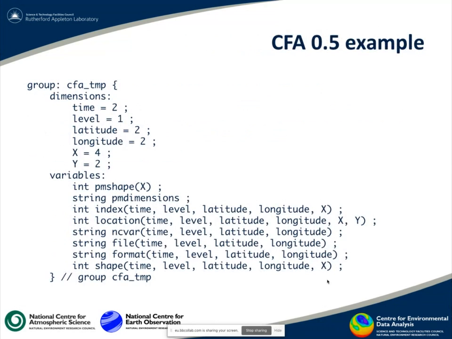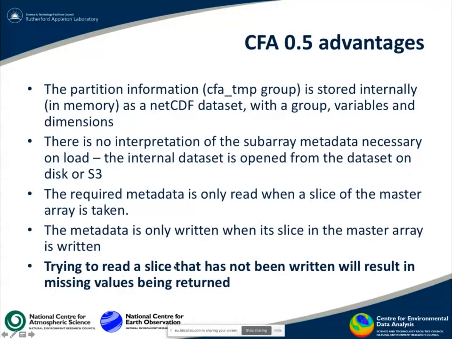So this is just a quick example. It shows you that here the partition matrix shape and dimensions are just single scalars, and then all the other variables in the partition are multi-dimensional arrays. So you have one of these for each subarray file. So the advantage of this is that the partition information is stored internally as a Netcdf data set with the group variables and dimensions.